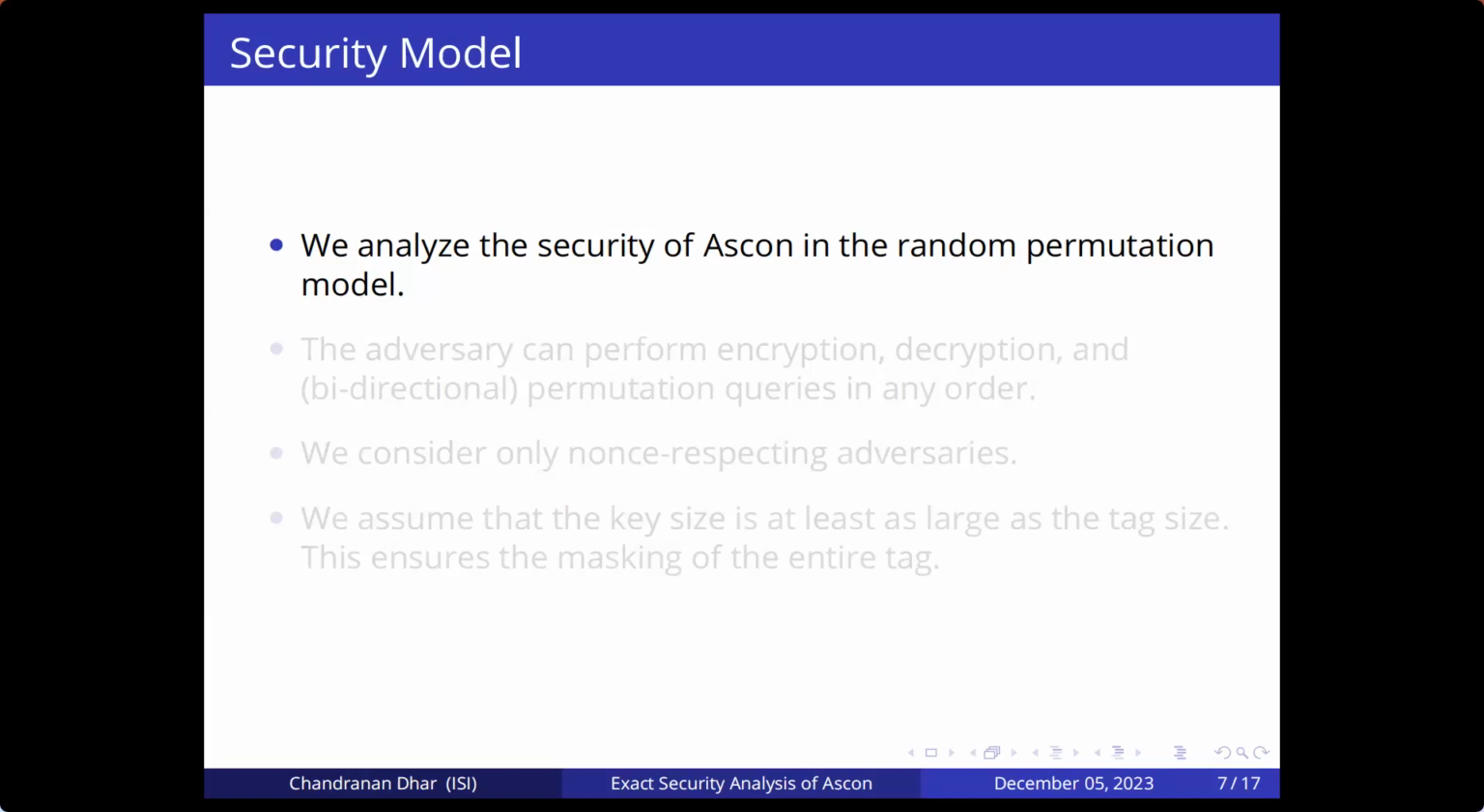We analyze the security of ASCON in the random permutation model. In reality, there is one ASCON permutation. Let us call it P, and then there are different round numbers like P^a and P^b. For the initialization and finalization phase, P^a is used as the permutation, and for all other things in between, P^b is used. Generally, a is greater than b.